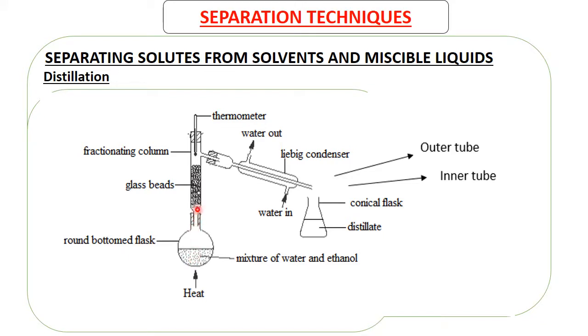What's going to happen is the water that is also evaporating will only reach here, and it will be condensed back by the glass beads. So the glass beads are able to condense the water, so the water will drop back to the mixture. Well, the ethanol will continue to this stage. The ethanol cannot be condensed back. So that's the function of the glass beads: to condense the water, mainly to increase the surface area for the condensation of water. Then the ethanol, once it reaches here, will go through the Liebig condenser.